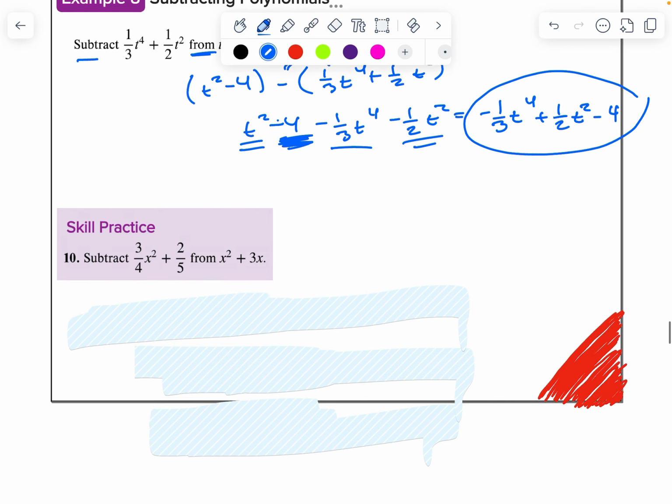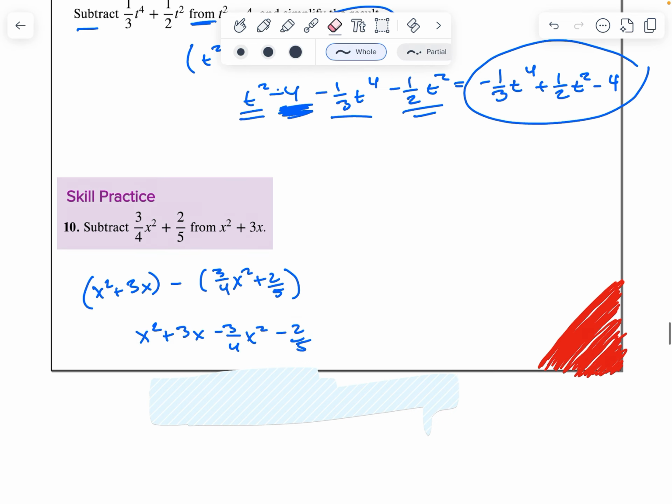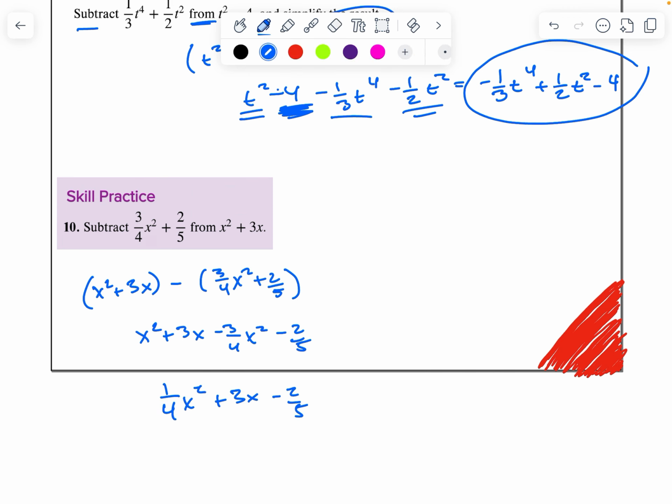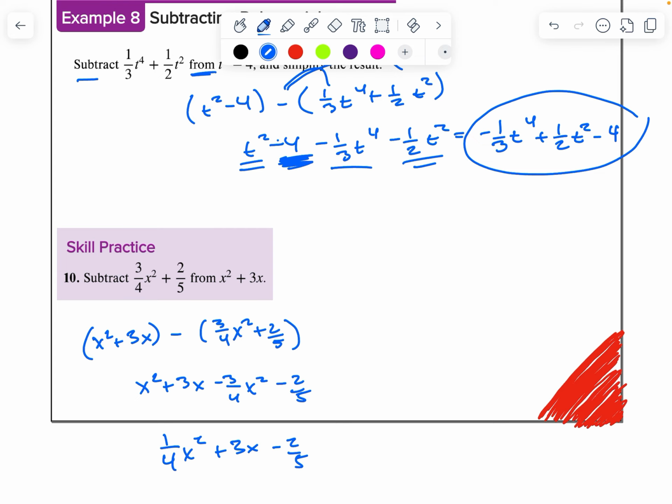Try that on the second example. I'm going to reveal my answers here. Subtract the first one from the second one. Distribute the negative, and combine like terms.